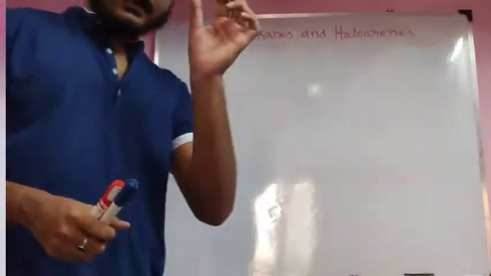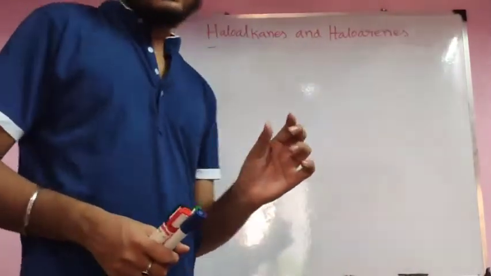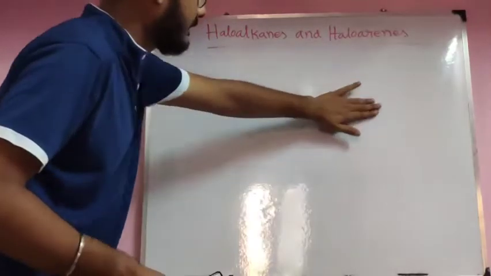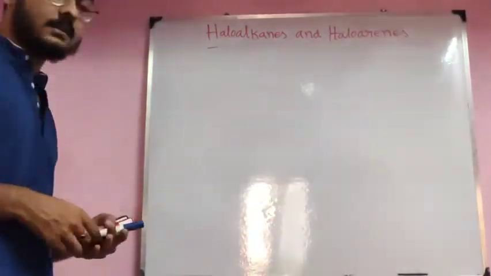Today I will discuss some tricks regarding the name reactions. Now I will start from the chapter Haloalkanes and Haloarenes. The first name reaction is Groove's process.